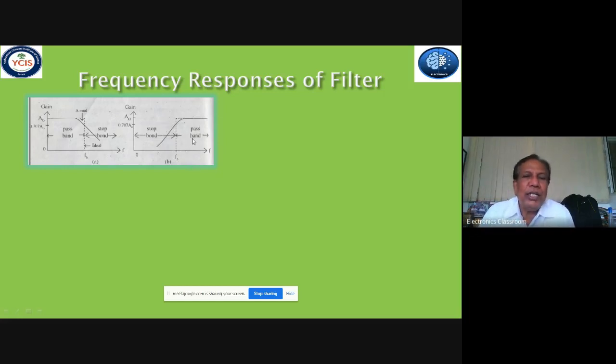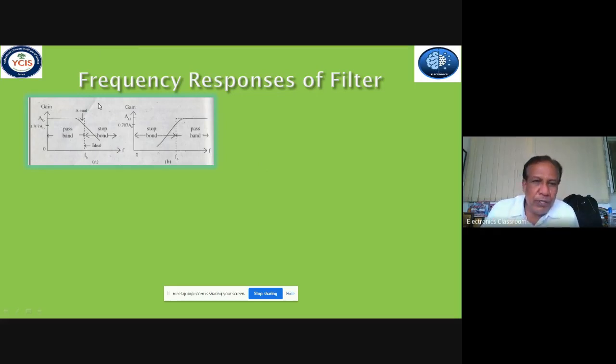Again we see that the high pass filter has two bands, the stop band and the pass band. The high pass filter contains one stop band and one pass band. Its stop band starts from 0 to FC, and the pass band starts from FC, which is also known as FL, the lower cutoff frequency, from FL to F equal to infinity. Here we can mention the range of the stop band and the pass band related to the high pass filter.